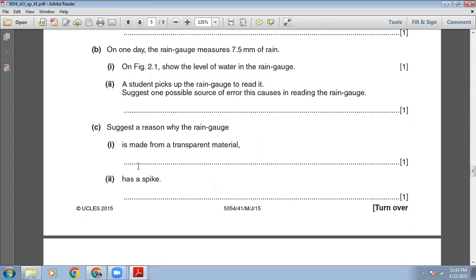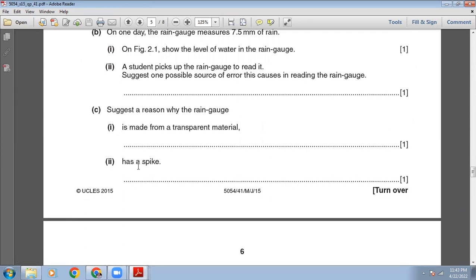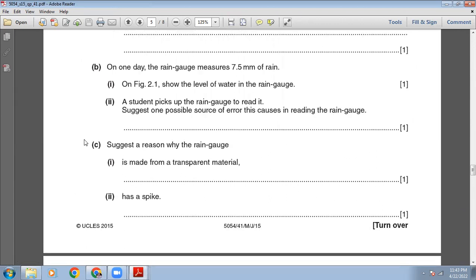Okay, so then their question is, a student picks up the rain gauge to read it. Suggest one possible source of error this can cause in the reading of the rain gauge. You see, when the student picks the rain gauge up from the ground, there are chances that during that process, he might spill some water out of the rain gauge. So that is one possibility.